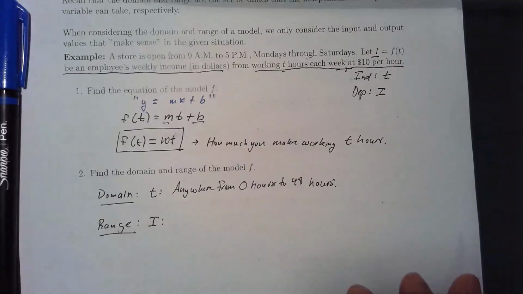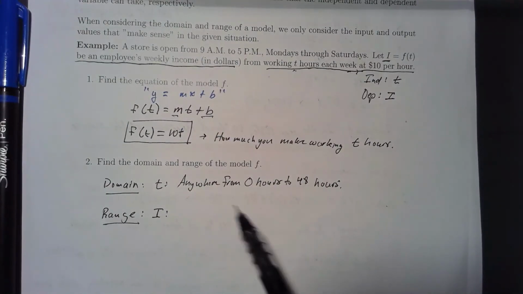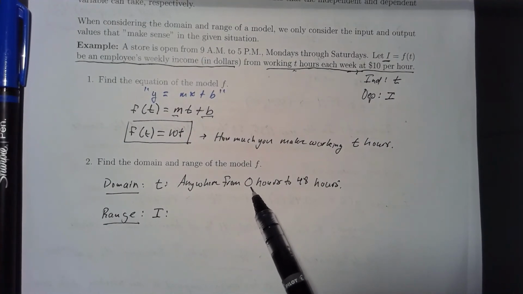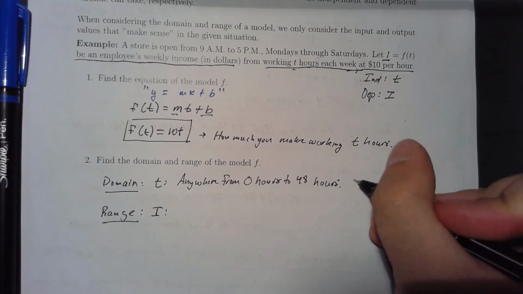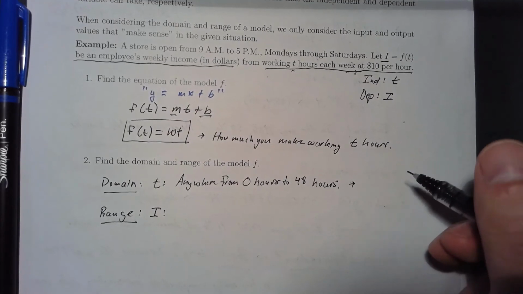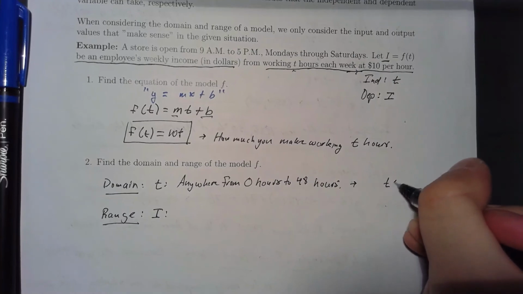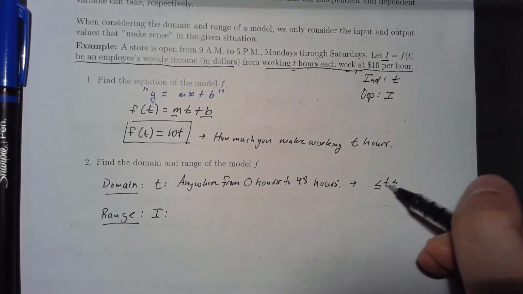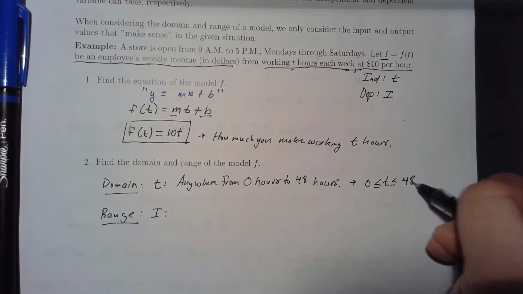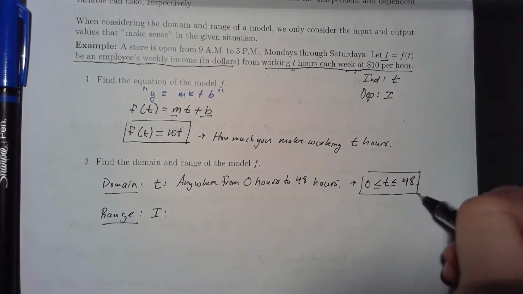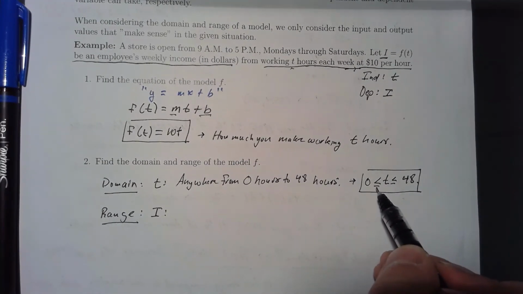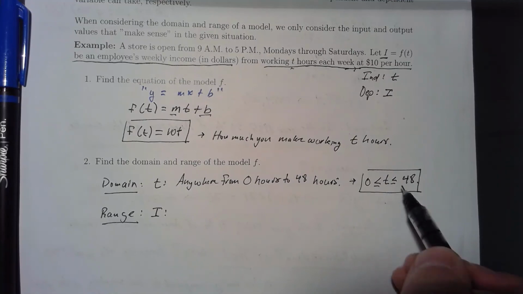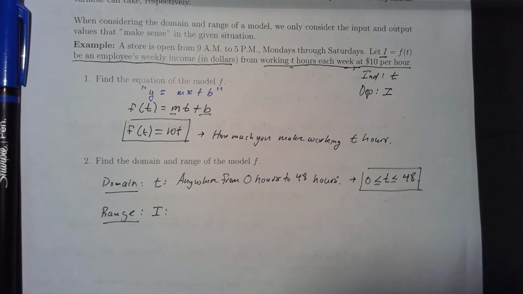How do I write that as an inequality? Because I could work 0 hours, I won't get paid, but I could work a whole week, 48 hours. Now I'm not factoring in overtime here. We're going to talk about inequalities later in chapter 3, but this means the value of T gets caught between and including 0 and 48. So that's the domain. T could be greater than or equal to 0, but it could also be less than or equal to 48. So this means I could work 0 hours, I could work 48 hours, or any hours in between.